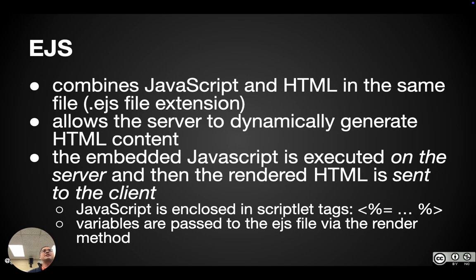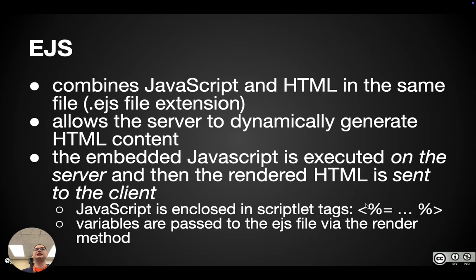The components of EJS are familiar because basically in an EJS file, we can combine JavaScript and HTML together. That's how we make dynamic HTML content. So yes, it's a new technology for us, but it's using things we're familiar with, JavaScript and HTML. The way EJS works is the JavaScript is run on the server. And after the JavaScript is run, all we have left is HTML. And that rendered HTML is then sent to the client. So we're still running all this JavaScript code on the server, not on the client at this point.